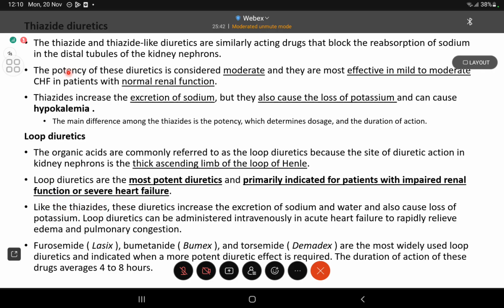So since this loop diuretic is quite useful, whether you want to administer it intravenously or not depends on the condition of the patients. Later we're going to discuss in detail. So examples of loop diuretics are furosemide, bumetanide, torsemide. These few are the commonly used. The duration of action is on average between 4 to 8 hours.